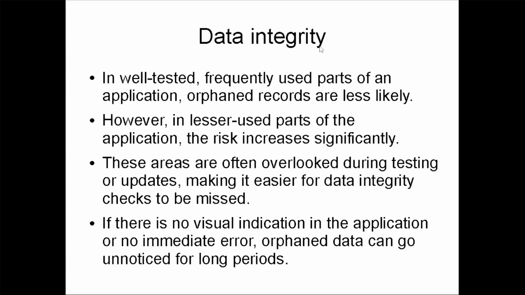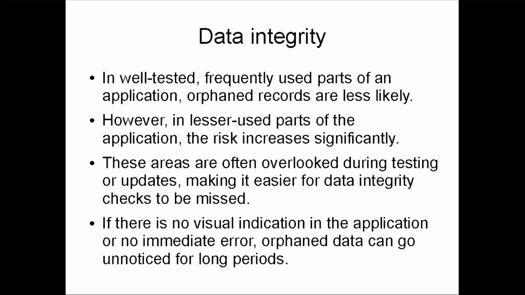When working with databases, data integrity issues do not always show up where you expect them to. In the core, well-tested parts of an application, where users interact with the data regularly, problems like orphaned records are less likely to occur. If something breaks in a frequently used feature, users will notice quickly, and developers will be alerted. But what about the lesser used parts of the application? These areas, often overlooked during testing or updates, are where data integrity issues quietly take hold.